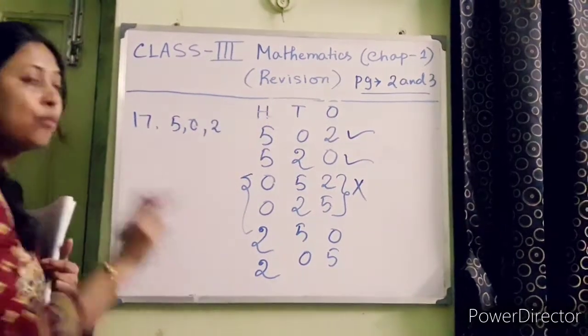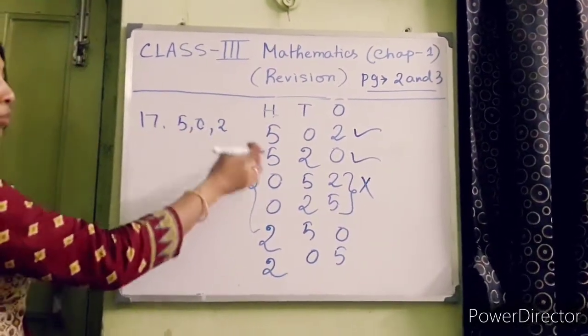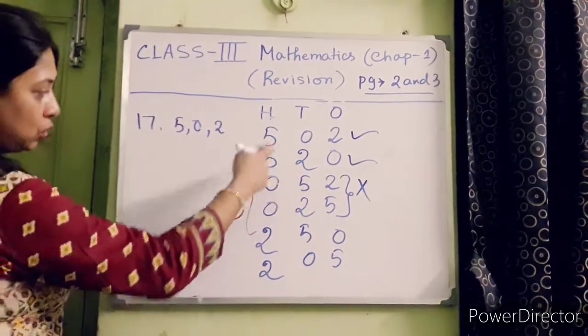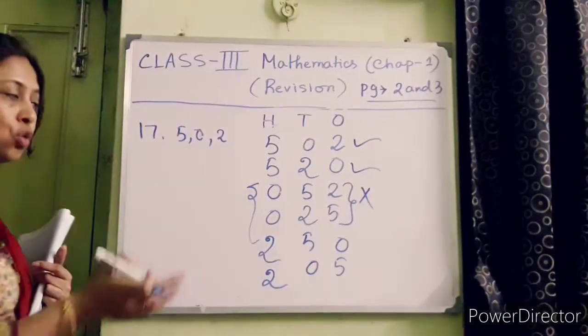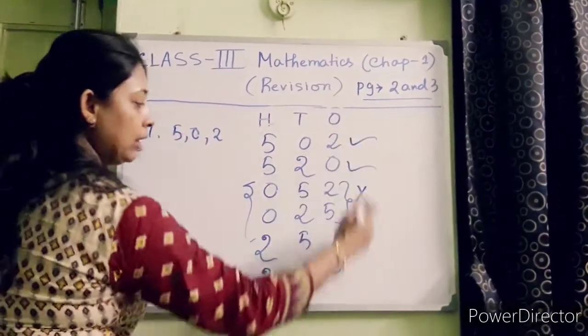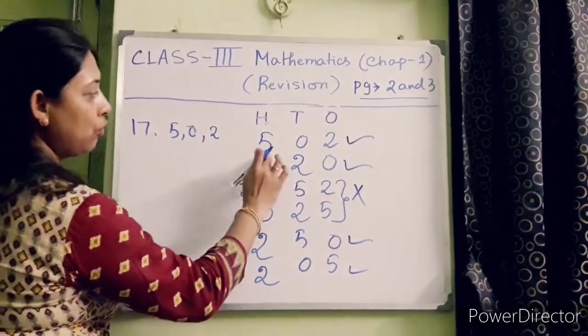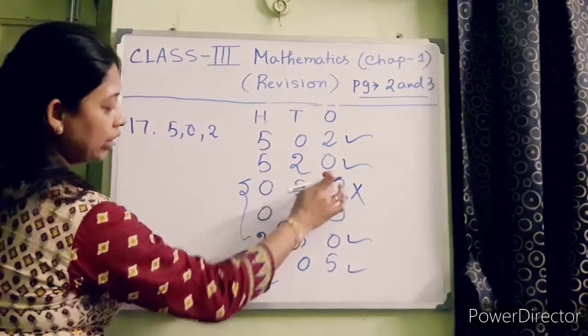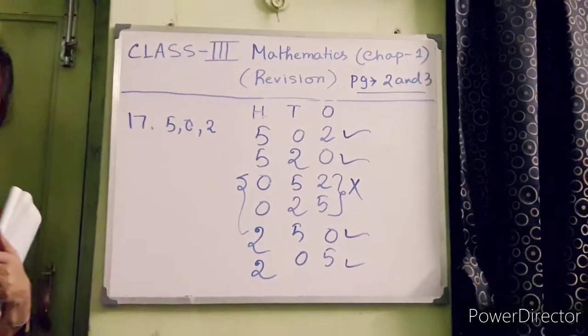So you can form 4 numbers using the digits because when 0 is in the hundreds place, 0 has no value. It will be a 2-digit number, 52 and 25. So you will get 4 numbers using 5, 0 and 2: 502, 520, 250 and 205. Okay.